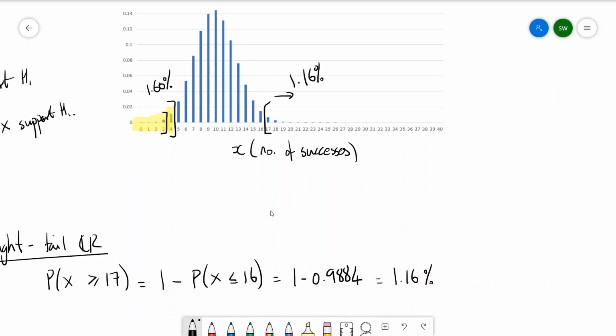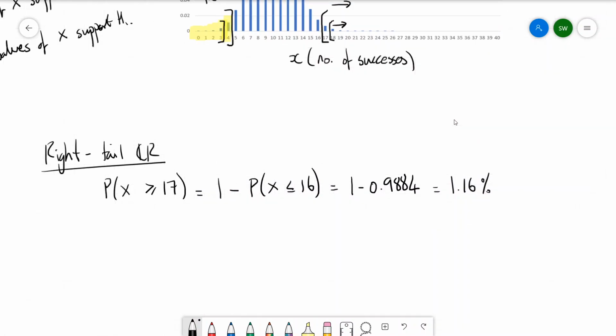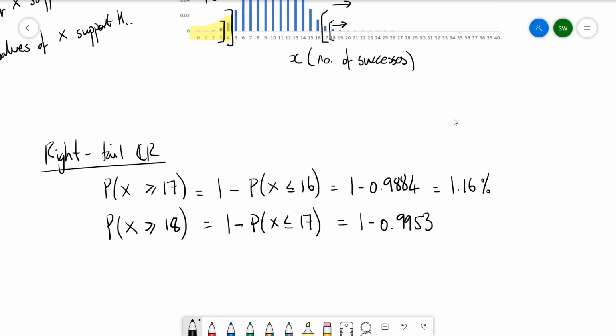So that means that if our critical region was 17 or higher, so 17 or more, that would be 1.16%. So normally we wouldn't be allowed to have that, and we'd need to make our critical region a little bit smaller. So we would go to 18 or more and try and get that underneath 1%. So let's try probability of x being greater or equal to 18. To work that out, you'll need to do 1 minus the probability of x being less than or equal to 17. So that's 1 minus 0.9953, which is 0.47%.